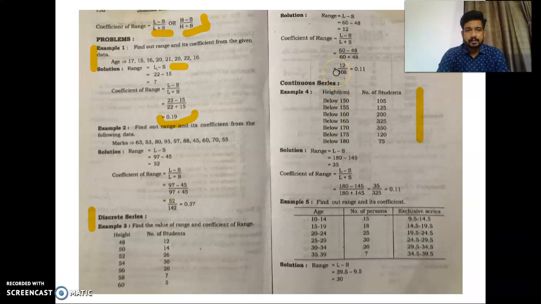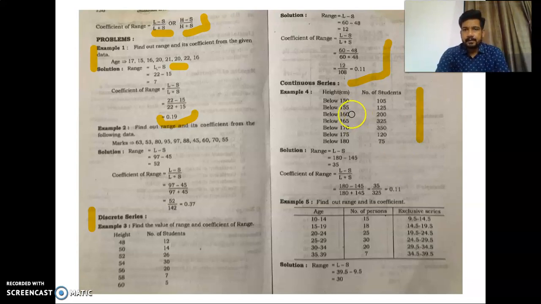Again here we have to solve the problem. Here for the range, the largest is 60 and the smallest is 48. The same thing is applied here for discrete series. 60 minus 48 equals 12, and coefficient of range is L minus S divided by L plus S, 60 minus 48 divided by 60 plus 48, which equals 0.11.